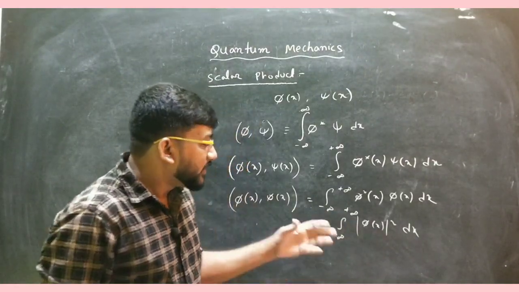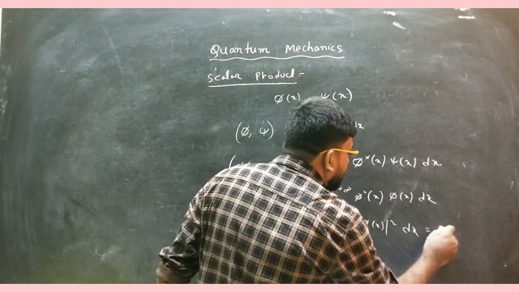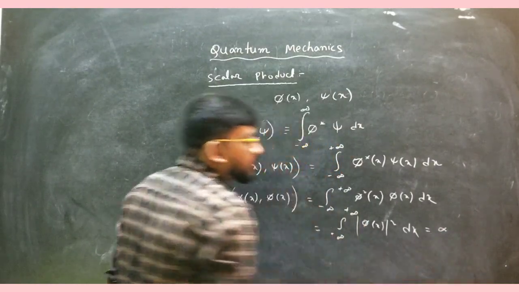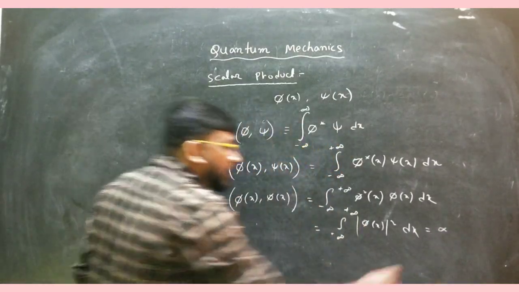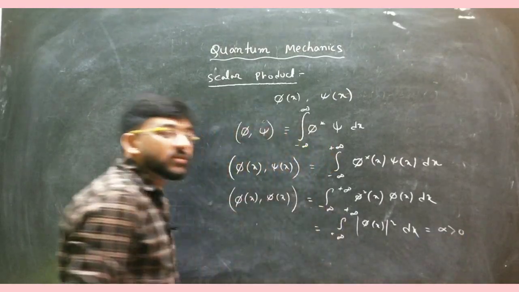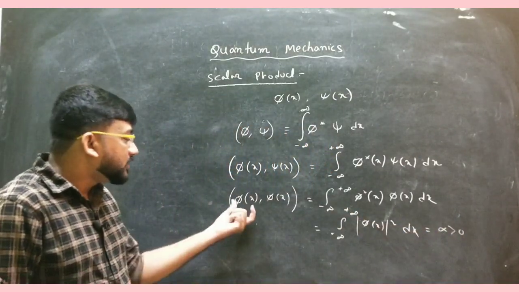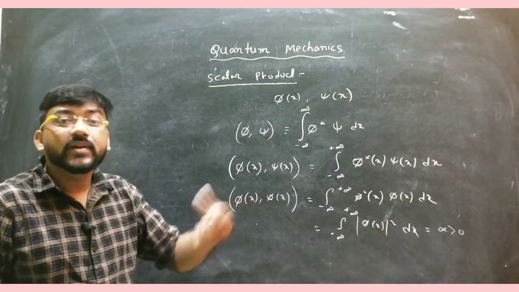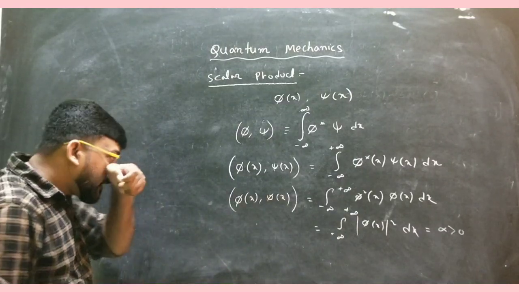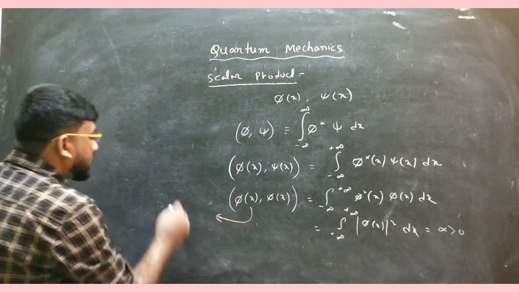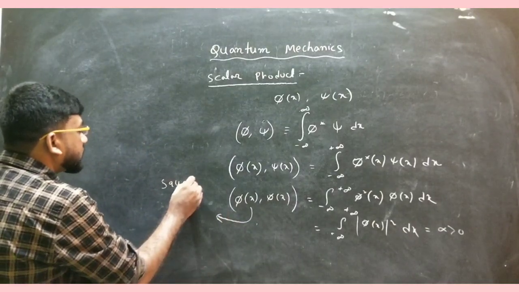And let us take this as a finite number, suppose alpha. Now if this alpha is a finite number and it is greater than 0, then this phi of x is known as a square integrable function. In that case, this phi of x is known as the square integrable function. This is very important.